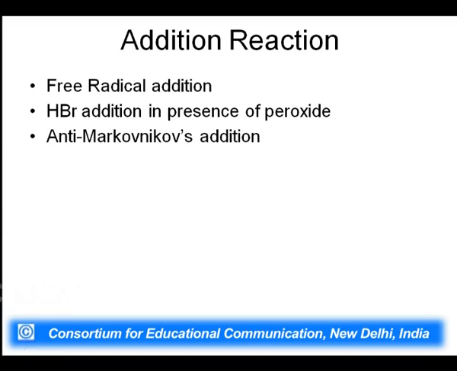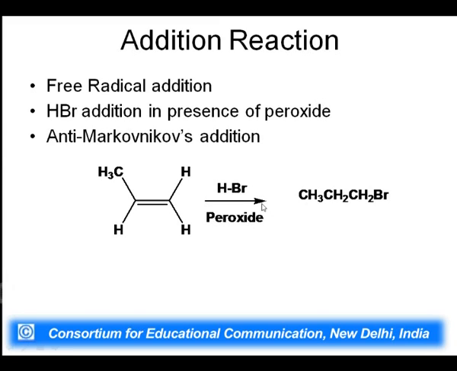The third type of thing you must have done when you did the Markovnikov rule, you have done anti-Markovnikov addition also, and in that case we follow a free radical mechanism. That is the case when HBr is added to an alkene in presence of peroxide. So in that case the product we get is exactly opposite to the Markovnikov rule.